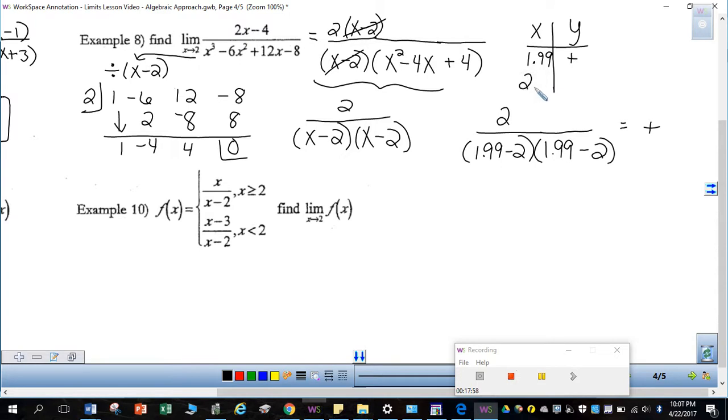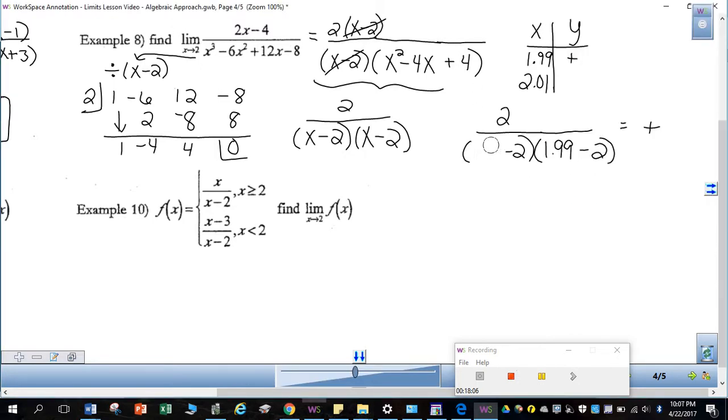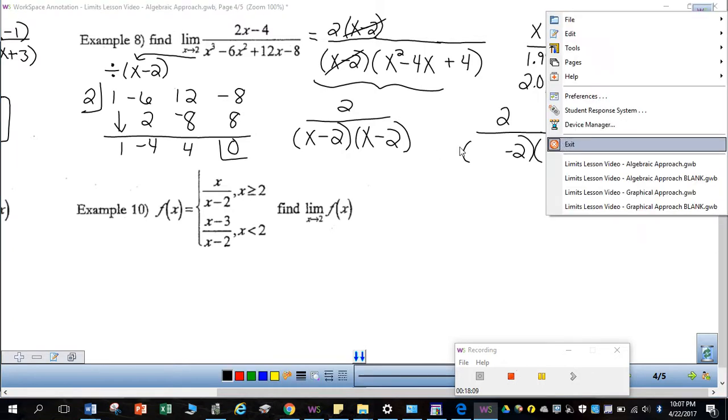Now we'll test a number on the other side to see the limit as x approaches 2 from the right-hand side. So let's actually change this to 2.01.